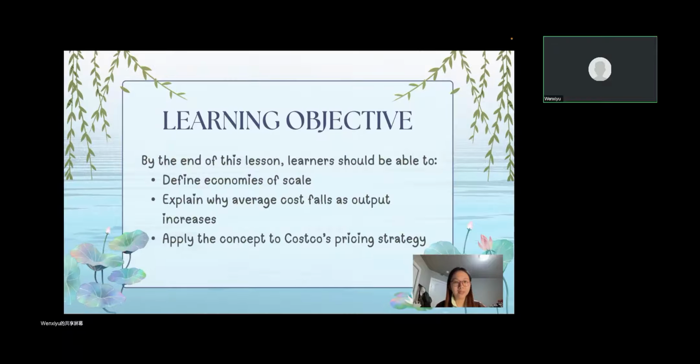By the end of this lesson, learners should be able to do three things. First, define economies of scale. Second, explain why average cost falls as output increases. Third, apply these concepts to Costco's pricing strategy and business model. So the goal is not only to memorize the definition, but also to understand how this theory explains real company behavior.